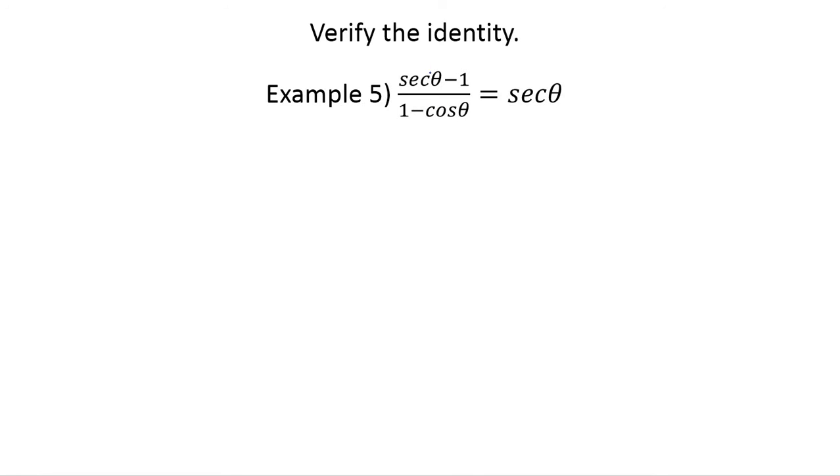So one thing I see here, this secant, let's just rewrite it as 1 over cosine. Maybe, I don't know why that's going to help me, but let's just try something. Okay, so I'm trying something. Again, I'm working with the left side here. So 1 over cosine theta minus 1, all over 1 minus cosine theta. And again, all I did was substitute for secant, which is 1 over cosine.